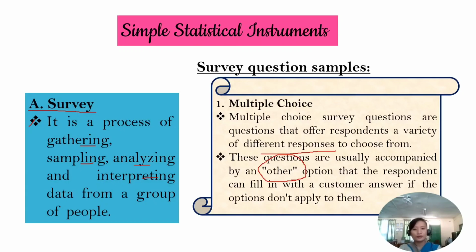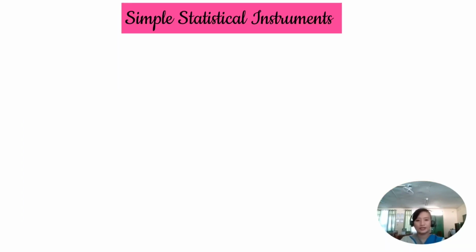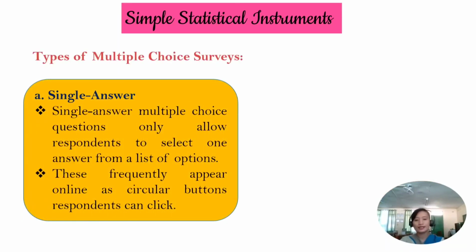Okay, so that is for multiple choice. You are given a series of choices and you are just going to select. Now, multiple choice survey questions have 2 classifications. The first one is single answer. From the word single, it means that you are only allowed to select one answer from the list of options. Even if you are given 10, 100 options, you just have to select only one answer.